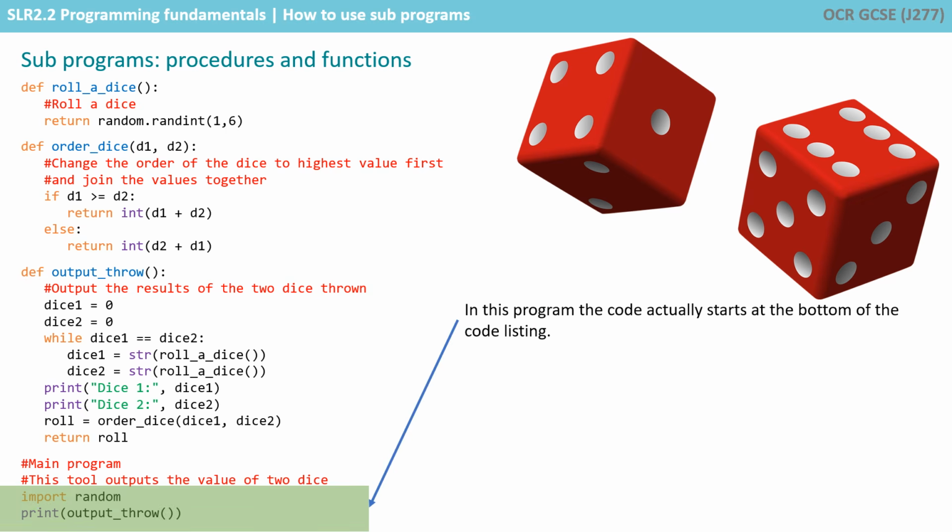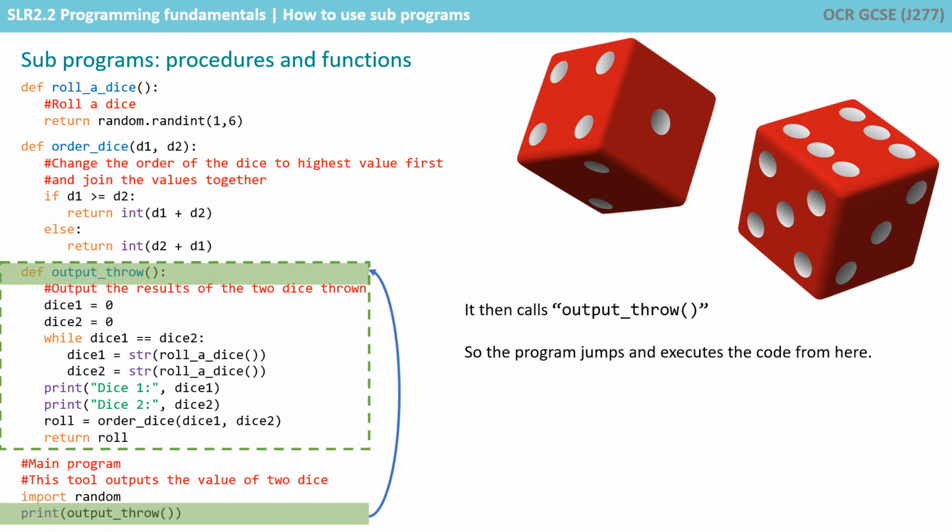So in order to go through this and not do it in an abstract way, we're going to use this example of a program on the left, which is a simple program for playing a dice game. Now in this program, the code actually starts at the bottom of the code listing here. You can see one of the first lines of program code is a call to a subprogram, a block of code. So we hit the line output throw and the program jumps and finds the block of code or the subprogram with the heading output throw.